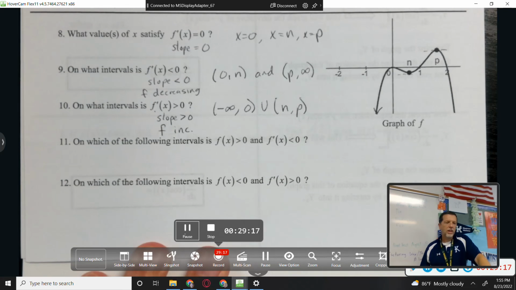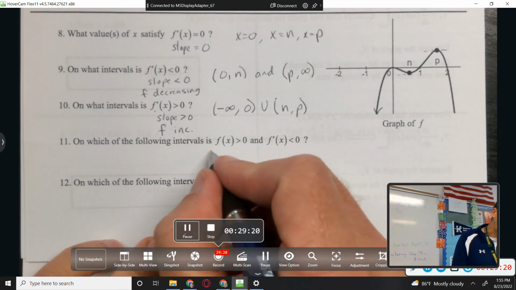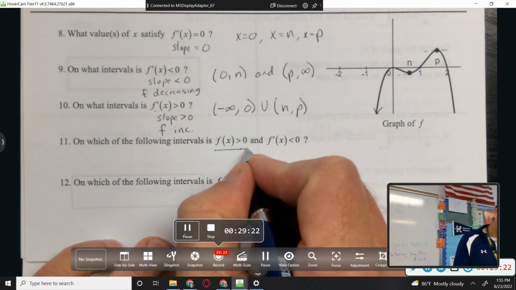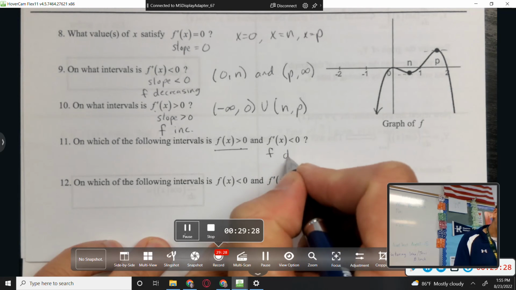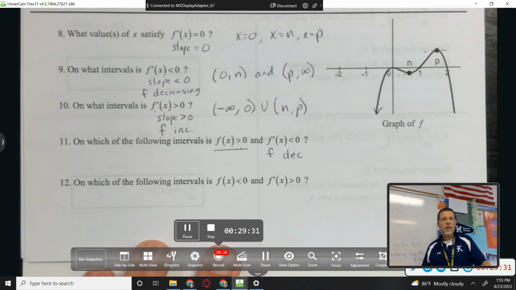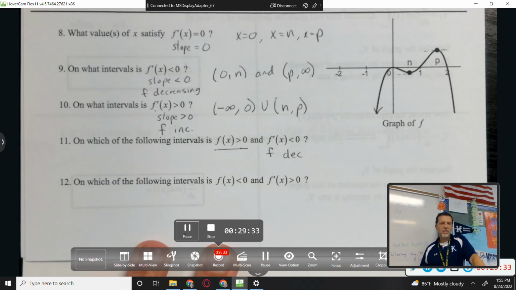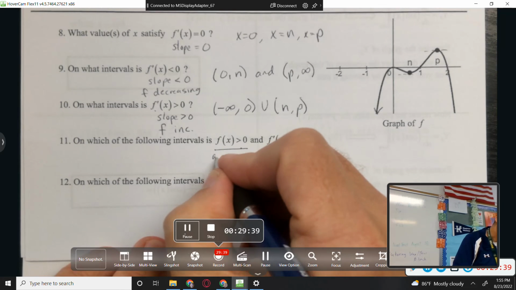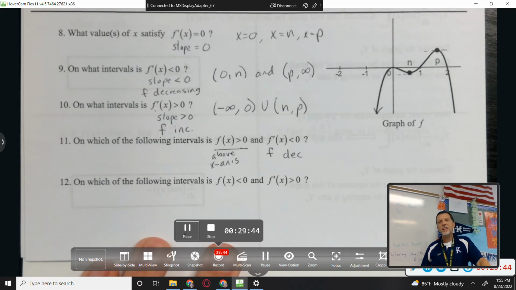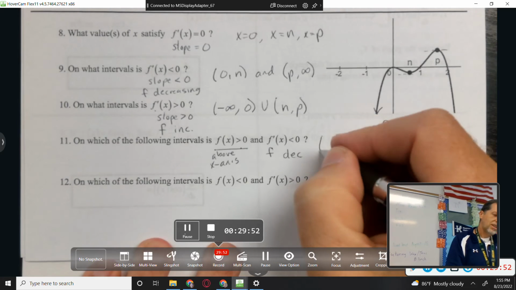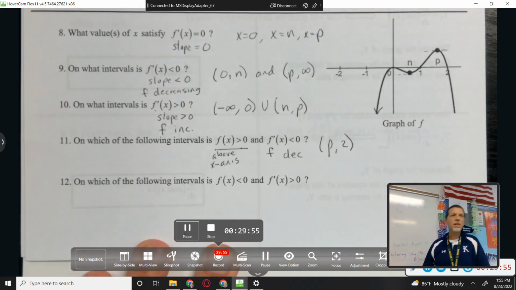On which intervals is, two things here, f positive and f prime negative. So I'm going to rephrase that as f is decreasing. So I want the function to be positive. So that means above the y-axis, or excuse me, above the x-axis, but also decreasing. So where is my function positive, but going down? P to 2. P to 2. Just kind of have to put two things together there.